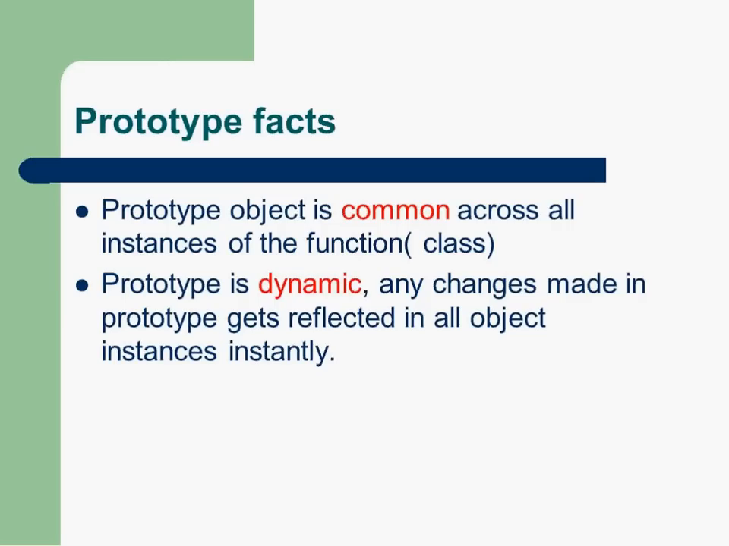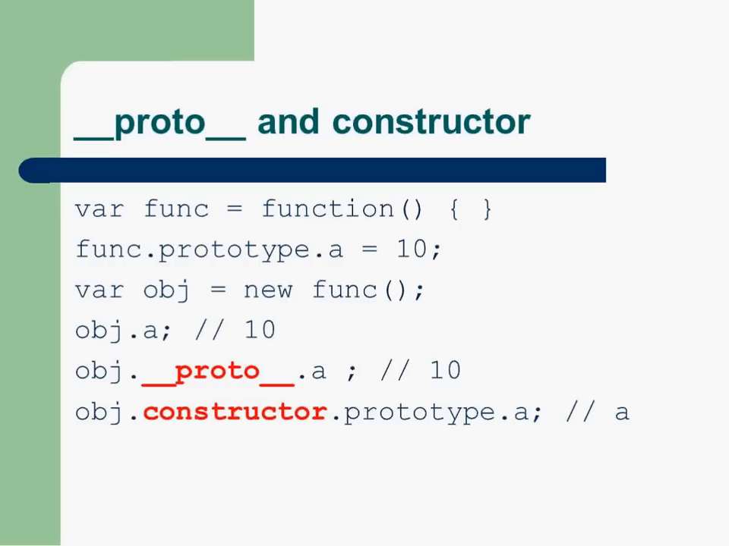It's common across all the instances of that object, of that class or the function. And prototype is dynamic. If you make any changes in the prototype object, that will be reflected in all instances. Now let's talk about these two special properties: underscore proto and constructor.